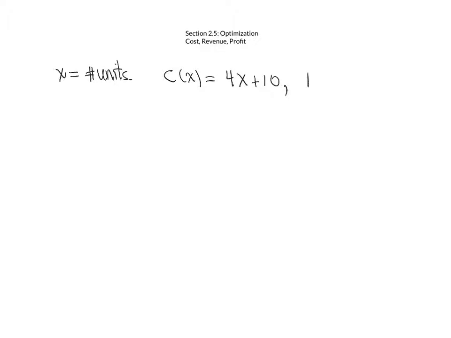That's how much money is generated when you produce X units, when you sell them. And the revenue in this example is 50X minus 0.5 times X squared. So in these problems, you'll be given the cost function and the revenue function, and your objective is to find the number of units, the value of X, that maximizes the profit.